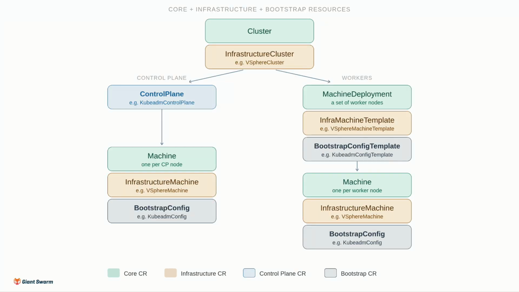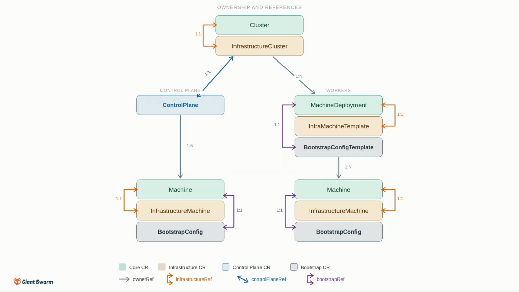Then there's the bootstrap layer here, which contains your cloud-init or ignition data, which turns any fresh VM into an actual Kubernetes node. We use kubeadm. There are other providers as well. So basically the ignition data comes from a template, and this template lives inside something like kubeadm control plane and bootstrap, like a kubeadm config template, which is called bootstrap config template here, because as I said, it can be a different provider as well. And then all of these resources have a relationship to each other.